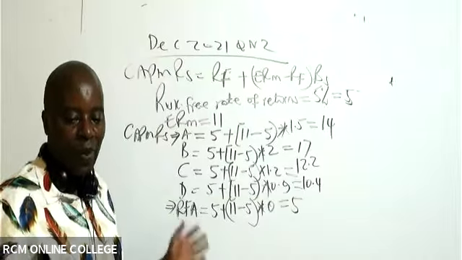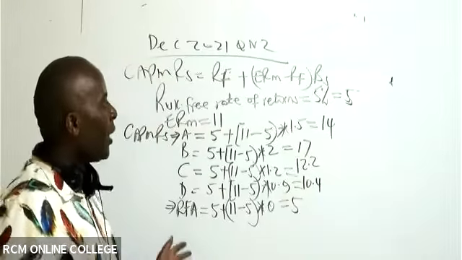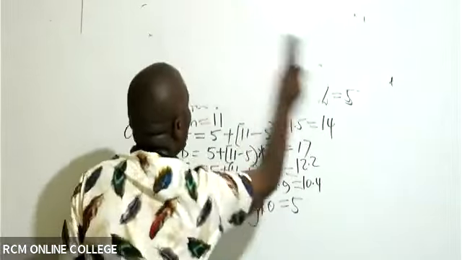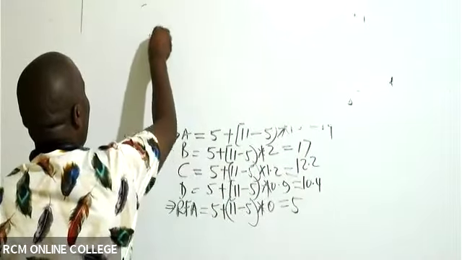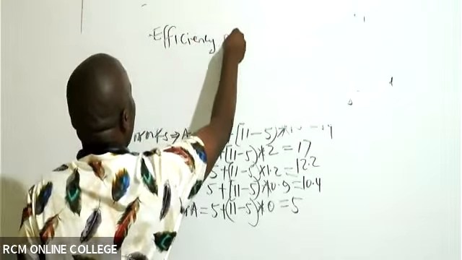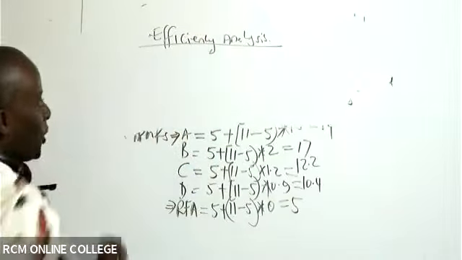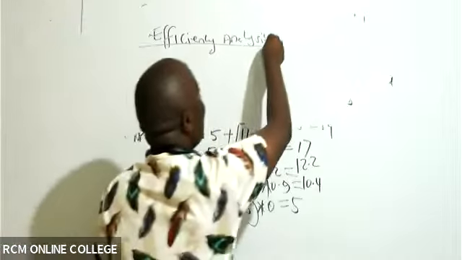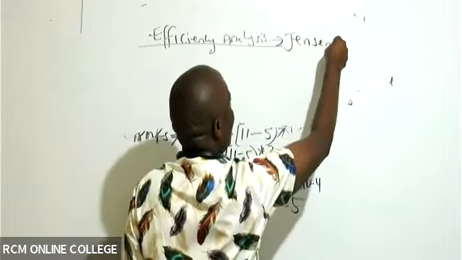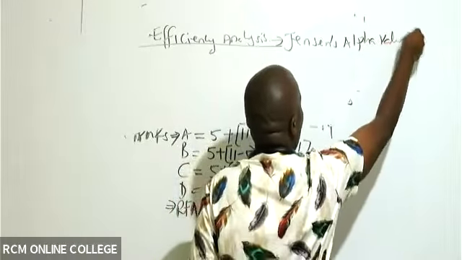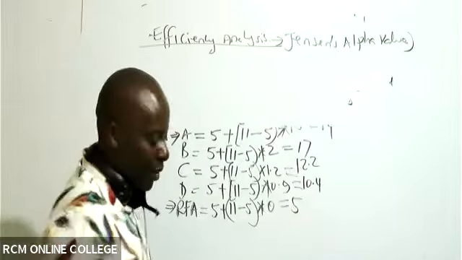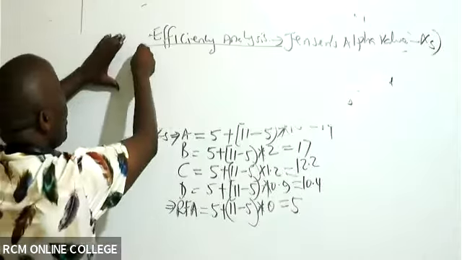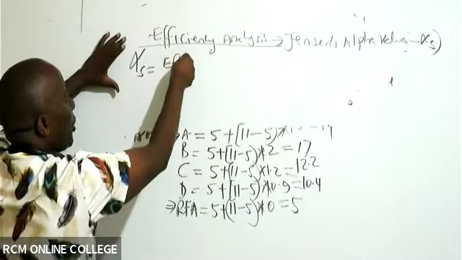Are we together, ladies and gentlemen? Up to here, are we really together? Great. Then now once you've gotten the CAPM returns, now you need to come and do what we call efficiency analysis. With this efficiency analysis, we normally use the Jensen's alpha value. And to get this Jensen's alpha value, we normally take expected or actual.